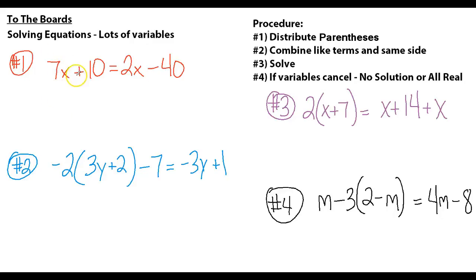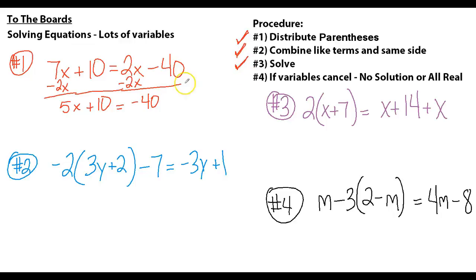Question number 1, we've got 7x plus 10 equals 2x minus 40. First thing I need to do is distribute parentheses. We don't have any parentheses, so we don't have to worry about that. Step 2, combine like terms. I don't see anything, but we do need to get x's to the same side. So let's go ahead and minus 2x to both sides. That'll make it so that all the x's are on the left side. 7x minus 2x is 5x plus 10 equals negative 40.